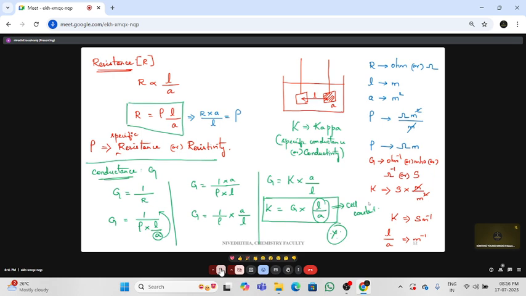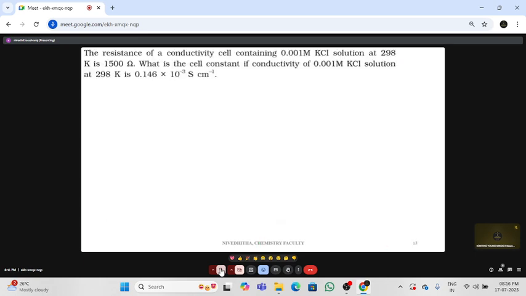I'm going to give you a problem. Kanna, it is a very direct problem, so I want you to solve it. I'm going to read out this question. The resistance of a conductivity cell containing 0.001 molar potassium chloride solution at 298 Kelvin is 1500 ohm. What is the cell constant?